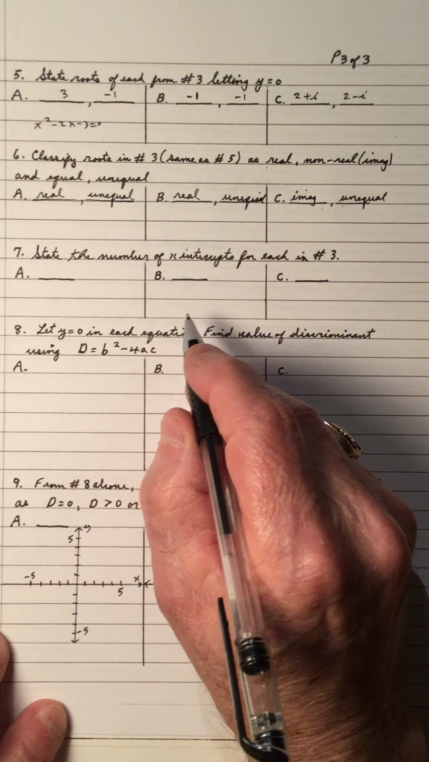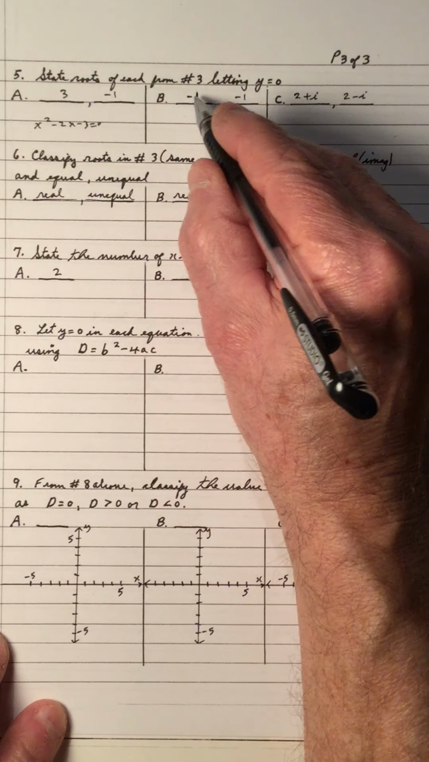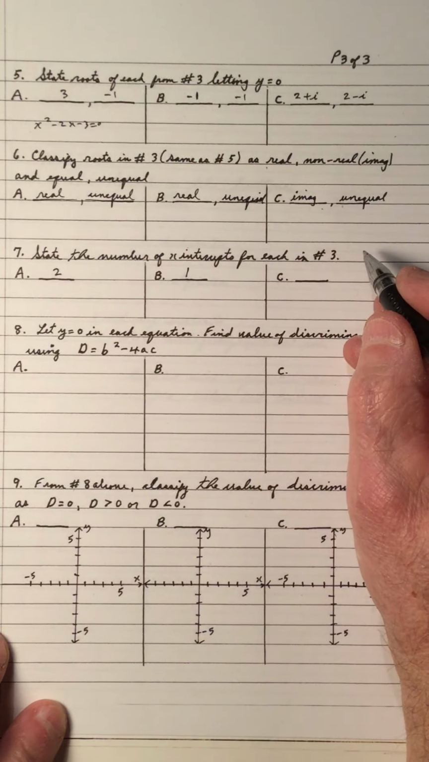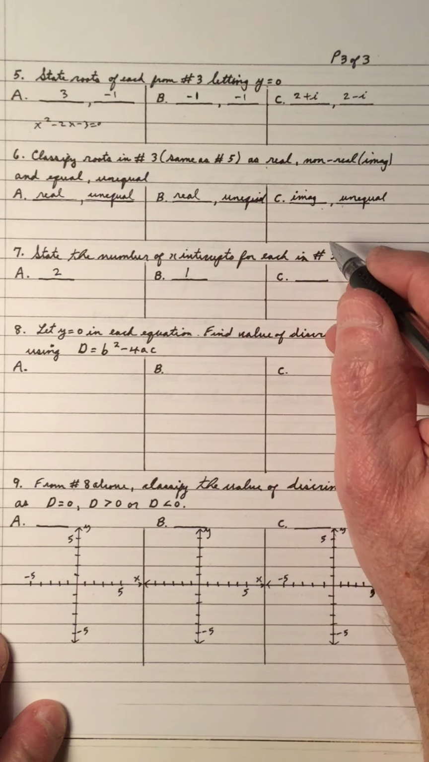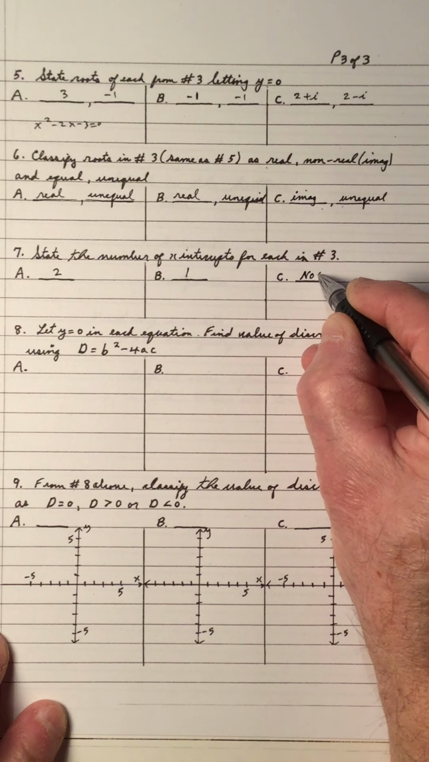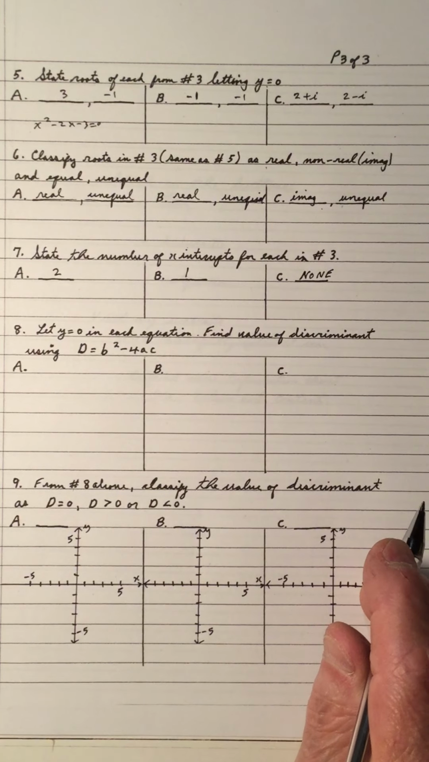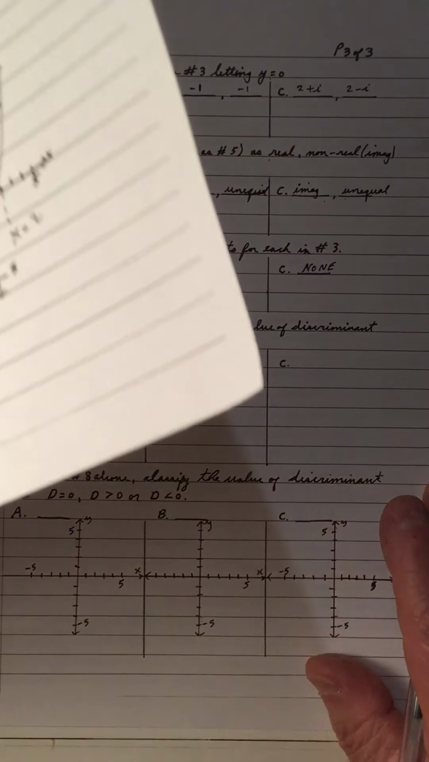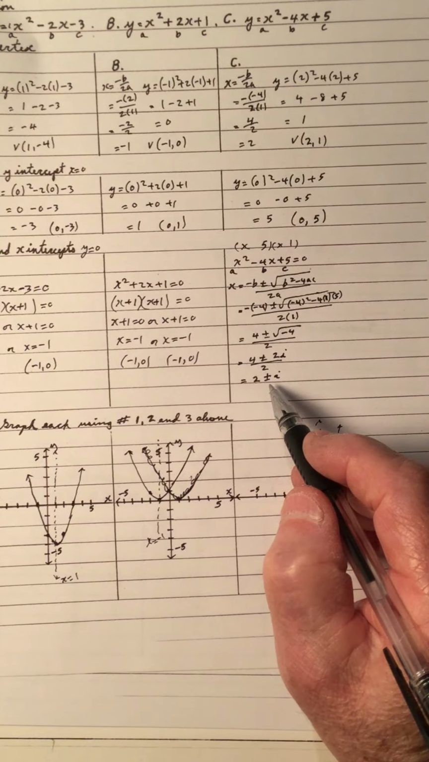In number 3, the number of roots is 2, so the number of x-intercepts is 2. In B, the number of x-intercepts is 1 because they're equal. And in this one, notice the graph has none, because we got imaginary numbers. It didn't cut. If you go back and check the equation, there's the equation. Notice the roots are imaginary.